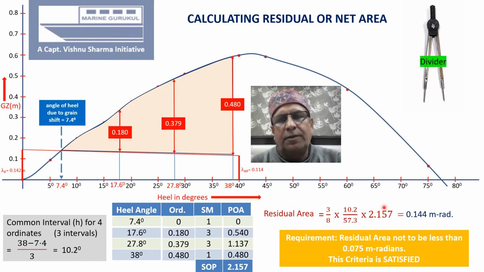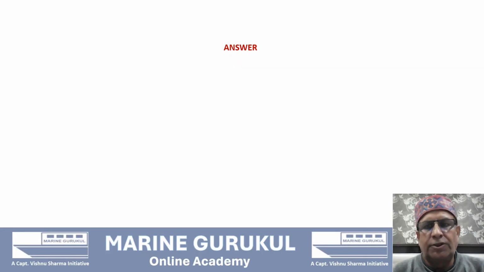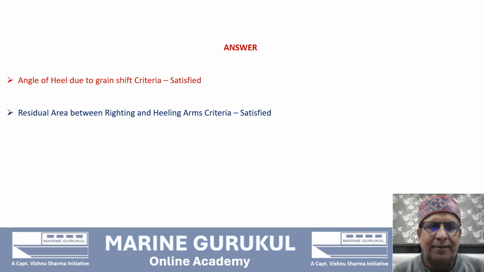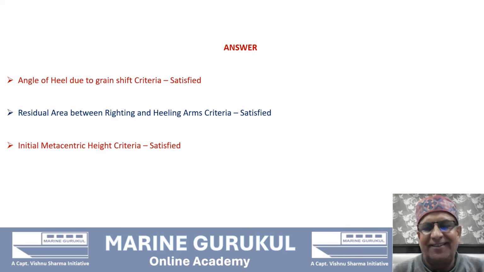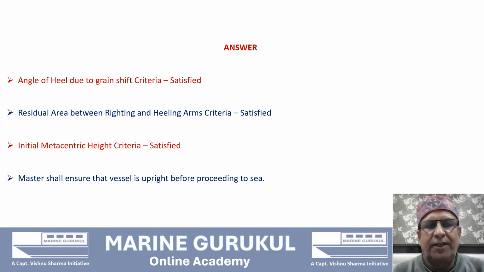Now, what is the requirement? The requirement is that the net area or the residual area between the righting arm curve and the heeling arm curve shall not be less than 0.075 meter radian, and in our case this requirement is also satisfied. So to sum up the answer: angle of heel due to grain shift criteria satisfied. Residual area between righting arm and heeling arm curves satisfied. Initial metacentric height criteria satisfied. Master shall ensure that the vessel is upright before proceeding to sea.